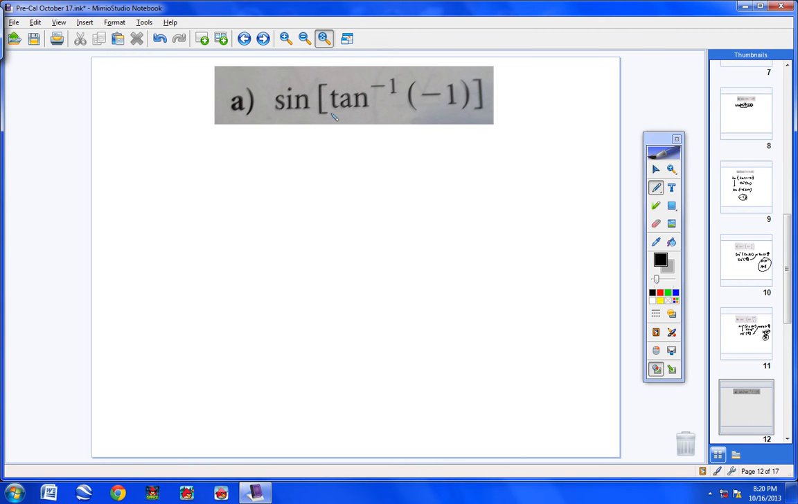Sine of inverse tangent of -1. Now let's first of all start off, like I've taught you here, to come inside, and let's start on the inside of the bracket or the parentheses, and let's rewrite our inverse as an equation. So tangent of some angle gives me -1. All right, let's pull up our table and see if we have that anywhere.